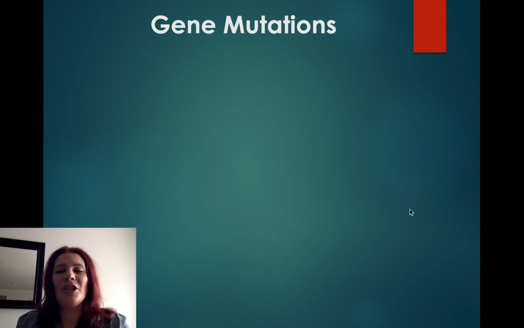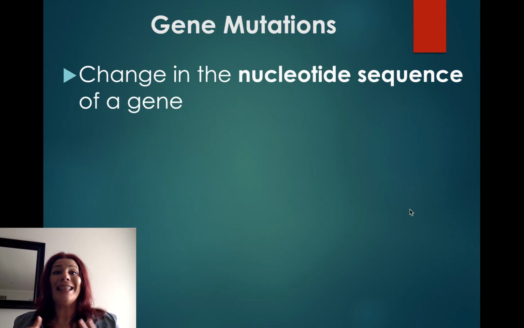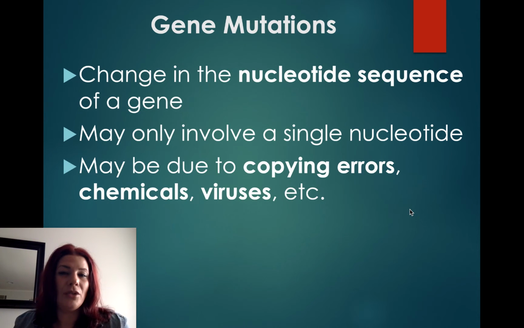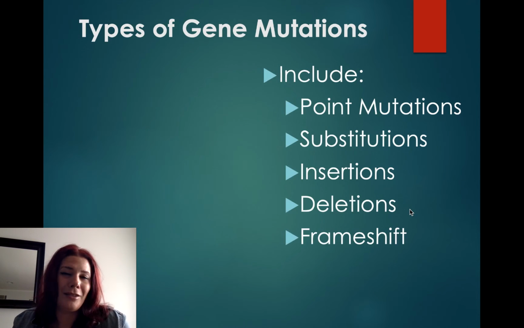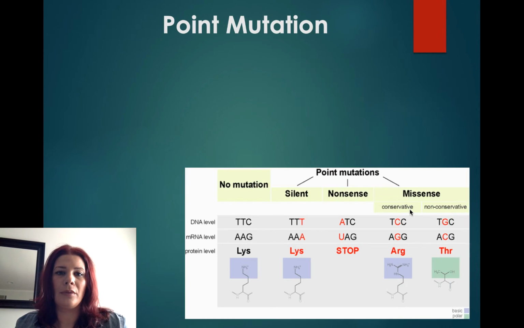Okay, let's get into gene mutations. This should be a review for you. This is when the nucleotide sequence of a gene is changing. This is when the A, T, C's, and G's of DNA are switching around, okay? It's usually going to involve a single nucleotide. So point mutations, substitutions, insertions, deletions, and frame shifts. We talked about those earlier. I'm just going to do a quick review because that might have been new.